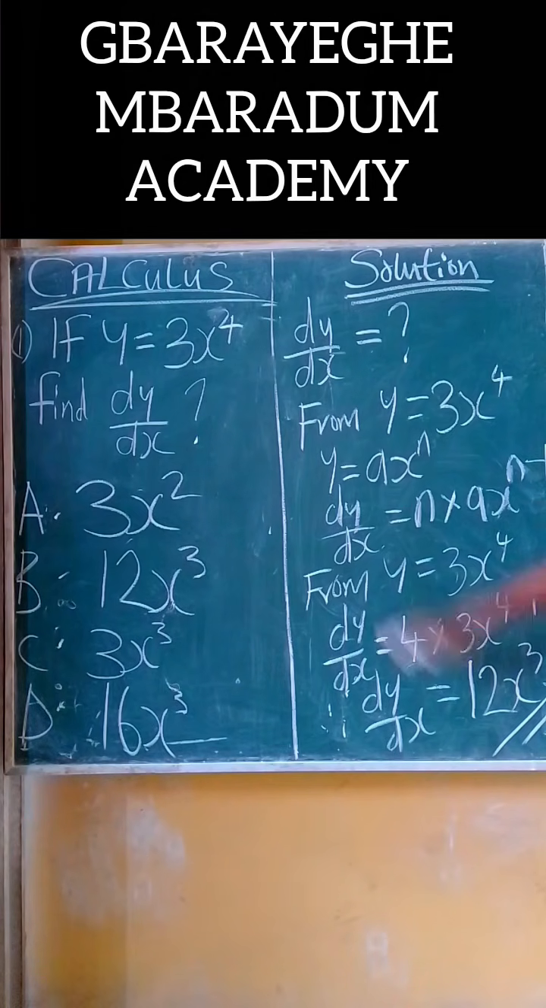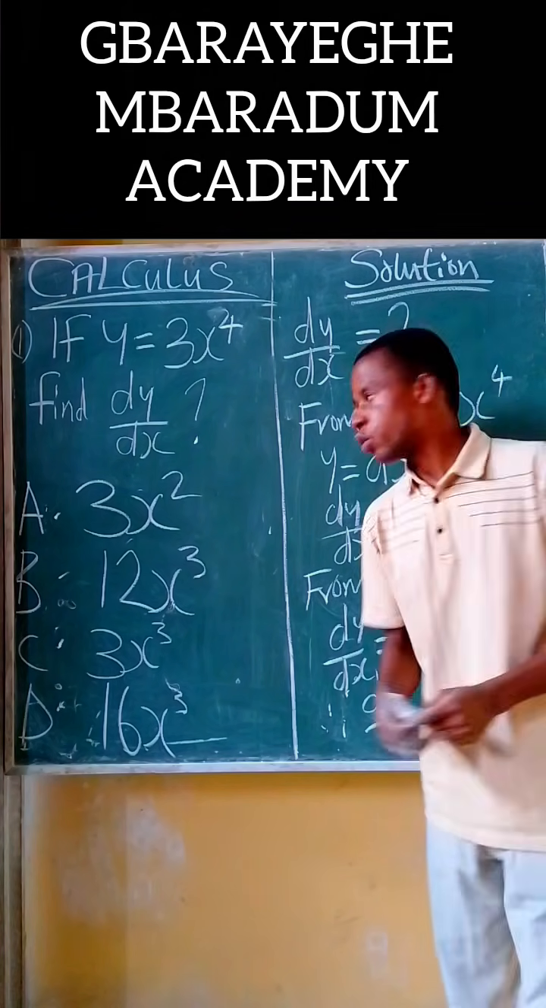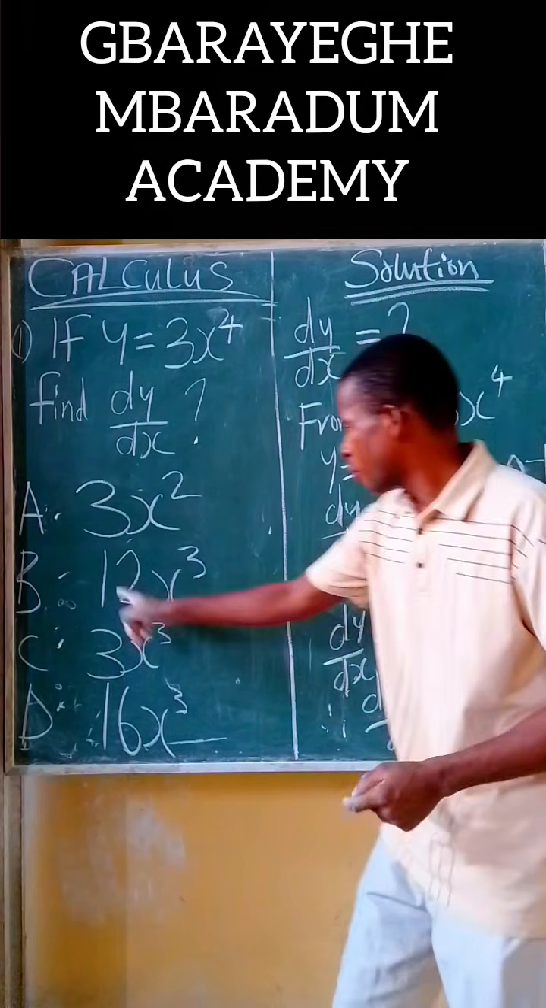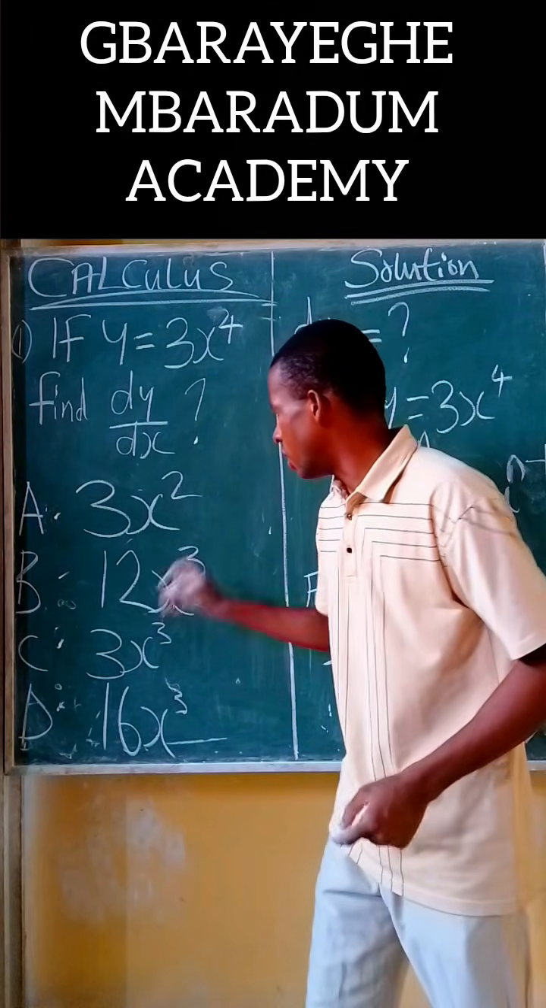This is how to solve this kind of question using the power rule in calculus. So our final answer is 12x raised to the power of 3, which is option B.